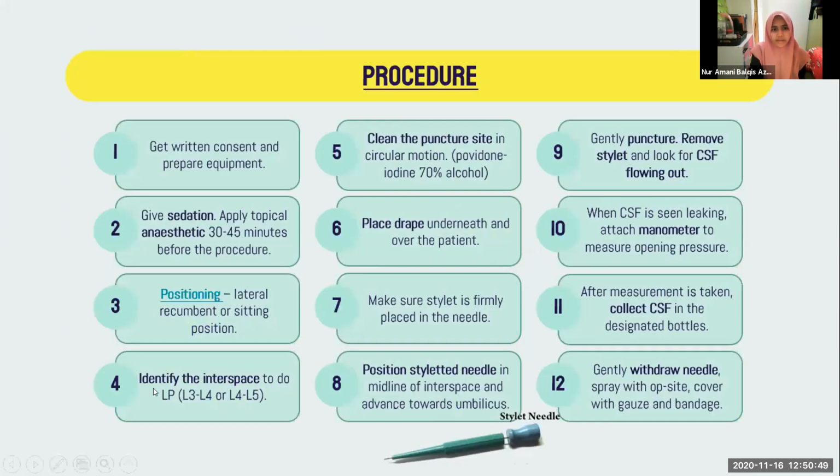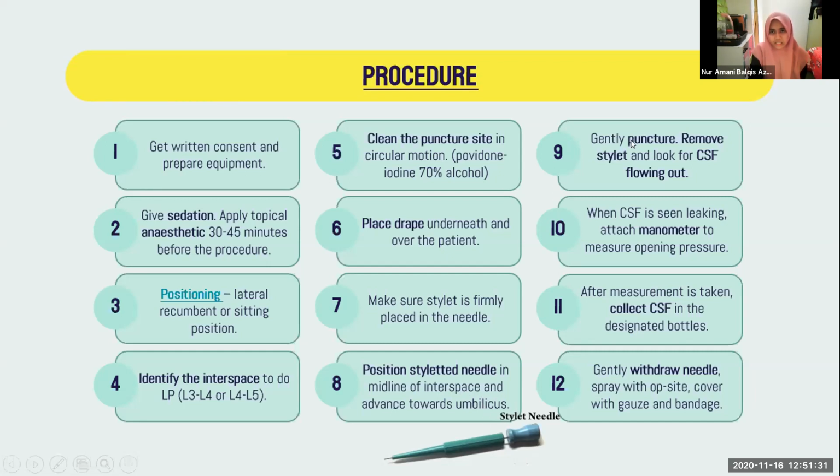After that, we need to identify the interspace that we want to do the lumbar puncture. After we identify it, we can mark it to make it easier for us to come back later to puncture the site. And then before we puncture, we need to clean the puncture site using a standard aseptic procedure. And then place drape underneath and over the patient. And then make sure the stylet of the needle is firmly placed. And then we can proceed to position the needle in the midline of the interspace between the vertebrae. And this is the stylet needle.